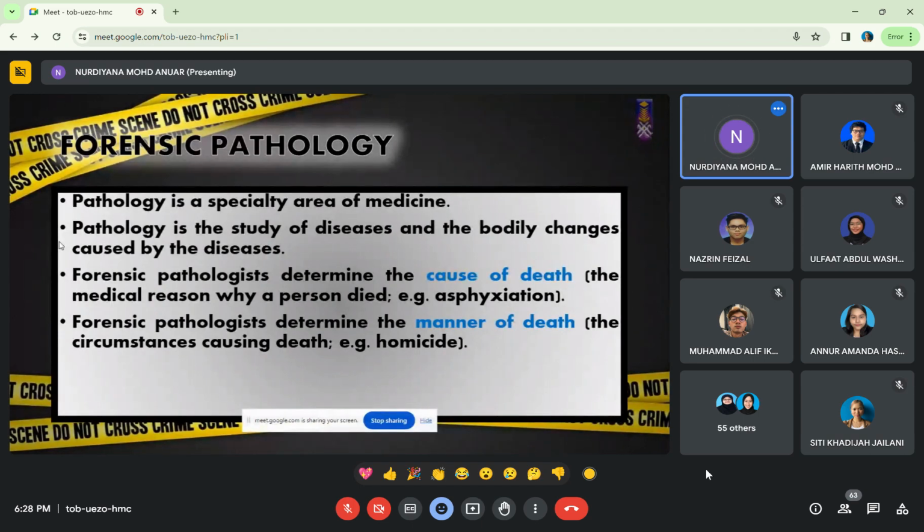Okay, and forensic pathologist also helps to determine the manner of death. So manner of death ni sama ada is it because of suicide, is it because of homicide, maybe accidents or natural death, or sometimes if the condition of the body is too severe, sampai macam terbakar, hangus tu, sometimes we cannot determine the cause of death. So dia akan masuk dalam undetermined. So dia masuk dalam kategori yang terakhir which is undetermined. Alright.